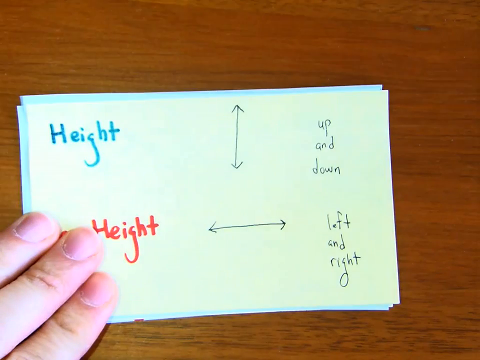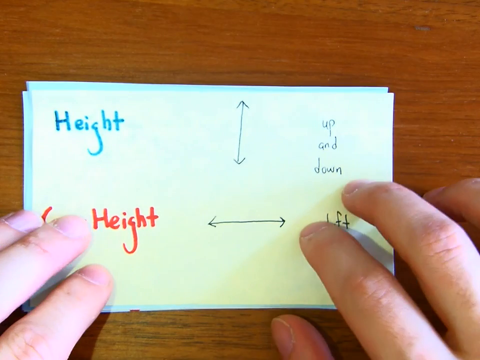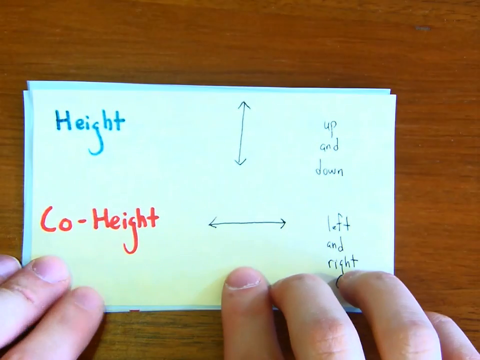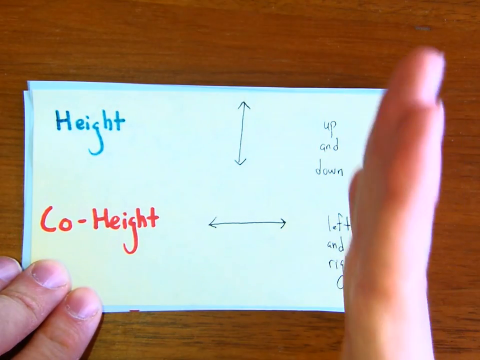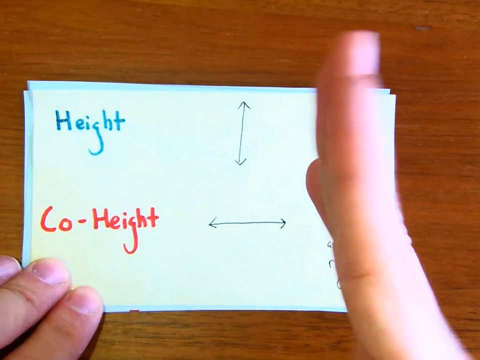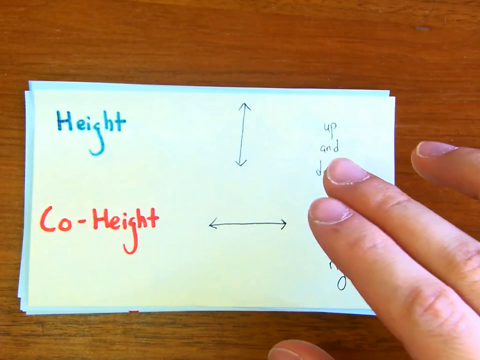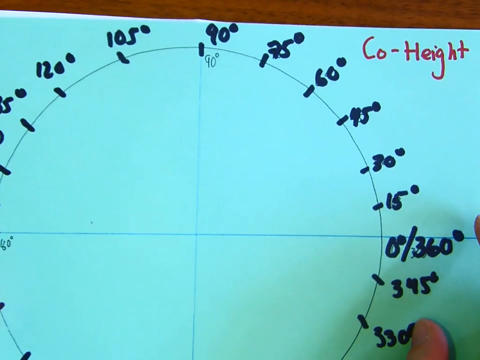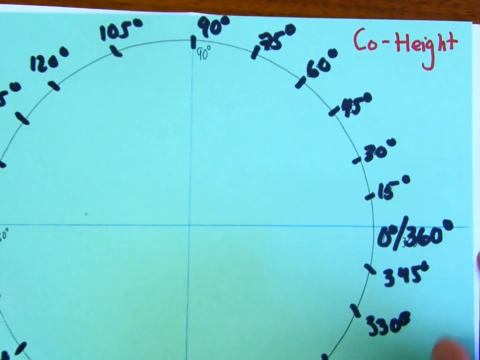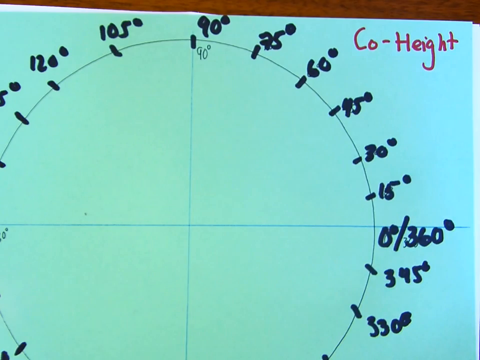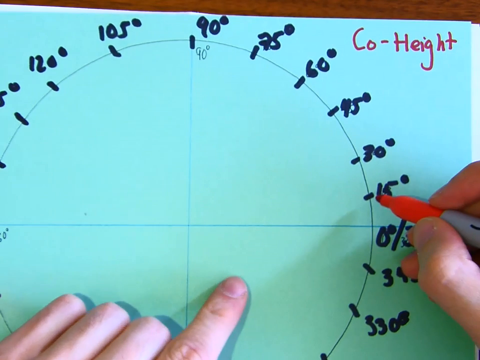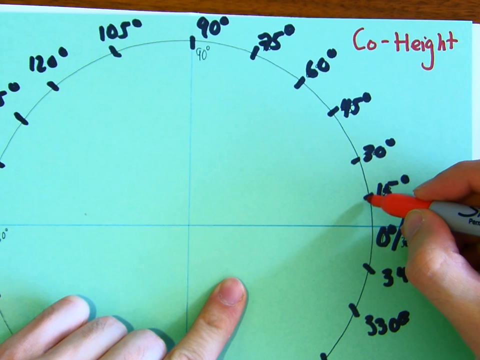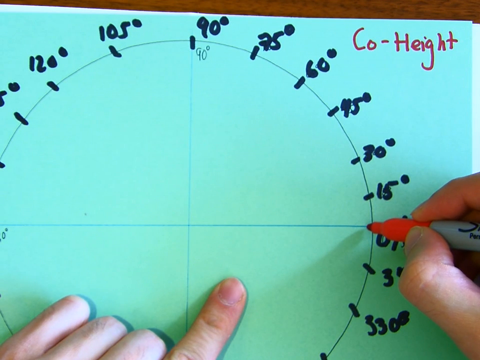Let's take a look at this. Yesterday, that idea of height, what did we do? We went up and down. The idea of CoHeight, we're going to go left and right. So, for example, let's take a look at our picture over here. If I wanted to take the height of 15, what did we do? We took this at 15 and we brought the line down to the x-axis.